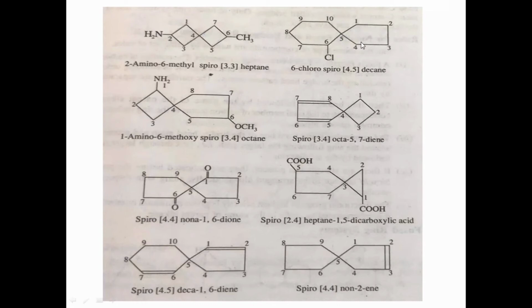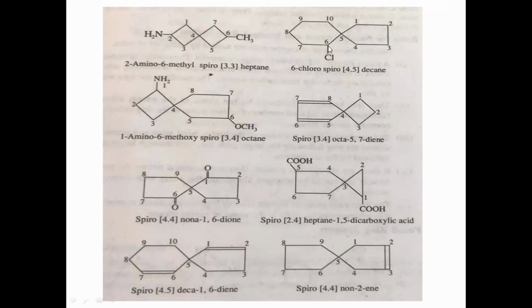So if we count the carbon atoms, this ring contains 4 carbon atoms, and this contains 1, 2, 3, 4, 5 carbon atoms. So now we will start. First, you have to start the numbering from the carbon atom which is next to the Spiro. You will start from here. So 1, 2, 3, 4, 5. Okay. So now 5. So we are starting here.